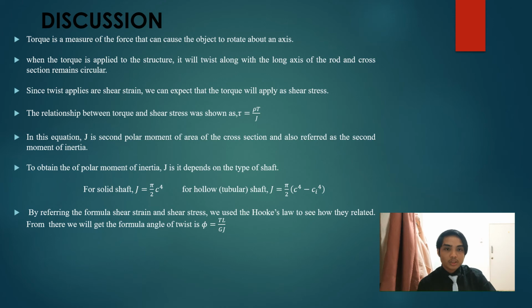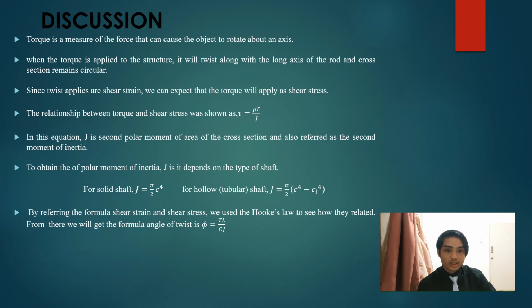A torque is a measure of the force that can cause an object to rotate about an axis. Unlike the load, which produces an average stress over the cross-section of the object, a torque will create a distribution of stress over the cross-section. When the torque is applied to the structure, it will twist along the long axis of the rod and the cross-section will remain circular. So the twist is related to shear stress; we can expect that the torque will produce shear stress. The relationship between torque and shear stress is shown as tau equals rho T over J.